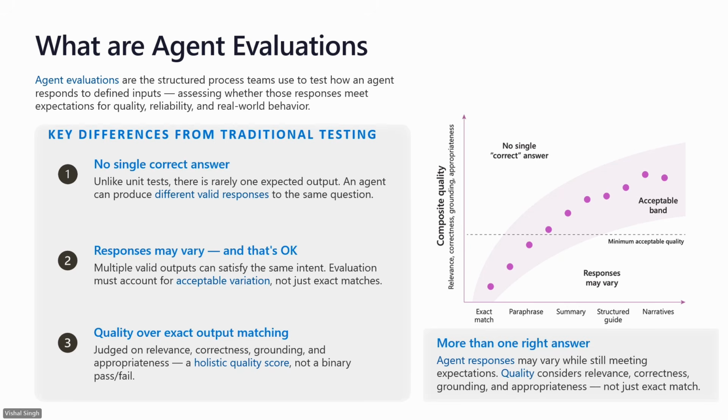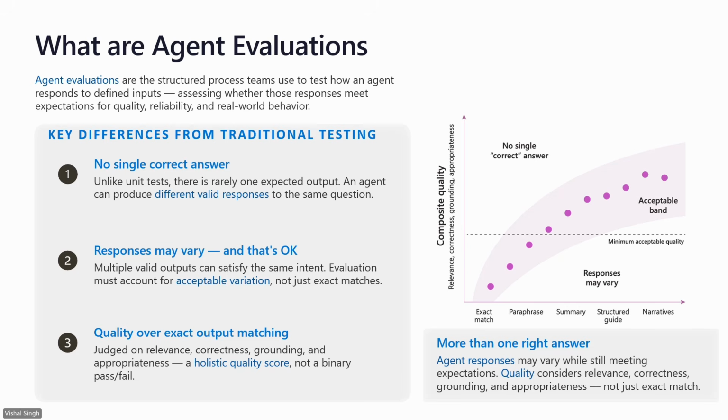Responses may vary, and that's okay. This is the hardest mindset shift for delivery teams. We are used to flagging variation as a defect. In the agentic world, variation within an acceptable range is expected behavior. So our evaluation approach has to account for that. We measure whether the response satisfies the intent, not whether it matches a golden string or a set of values.